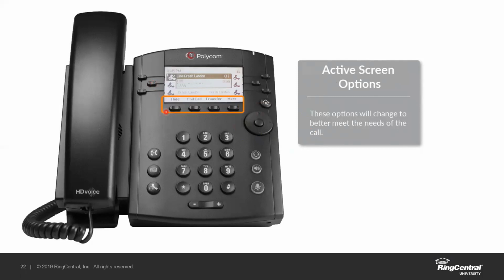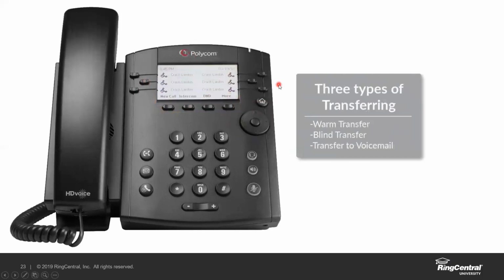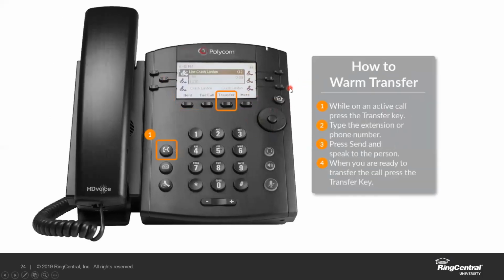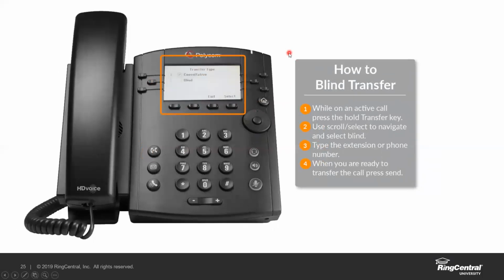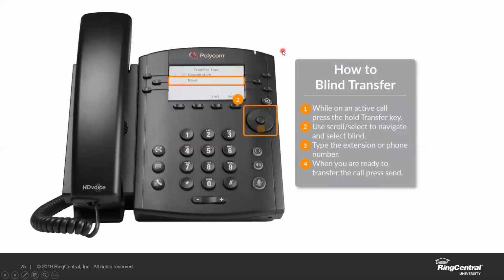So here, I'm on an active call. I could choose to hold the call, end the call, transfer, etc. And again, there are those 3 types of transferring. So there's the warm transfer, and these are your step-by-step instructions. There's the blind transfer. And I know it looks like a lot of steps, but essentially once you've done it a few times, it will be second nature. And again, you'll have the slides to refer to too.